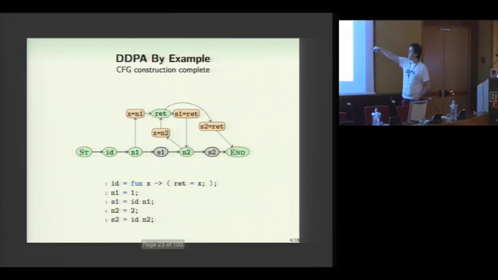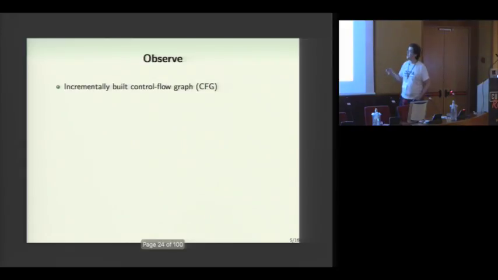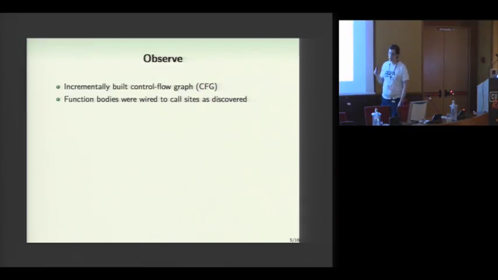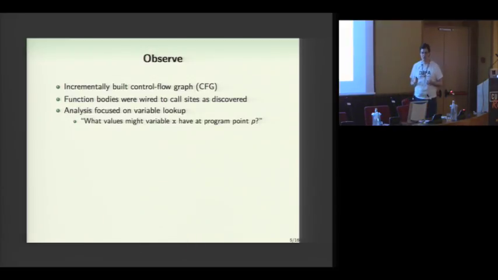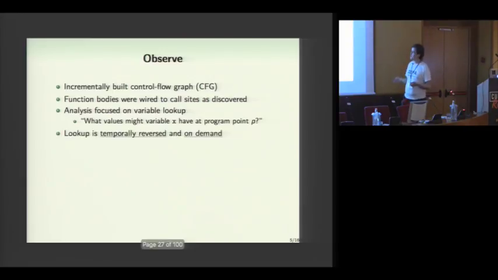this analysis. At this point, this is a sort of control flow graph for my program. Okay? Just to summarize, I did incrementally build a CFG, right? Higher order program analysis kind of needs to do that because control flow is affected by data flow. The function bodies I wired in on an as-needed basis, and the entire analysis sort of focuses around this question. Given a point in the program, what values might a certain variable have, right? It's not an uncommon way to phrase it, but this process was quite specifically on demand. I waited until I needed the variable, and then I just walked backwards through the program to find the definition.